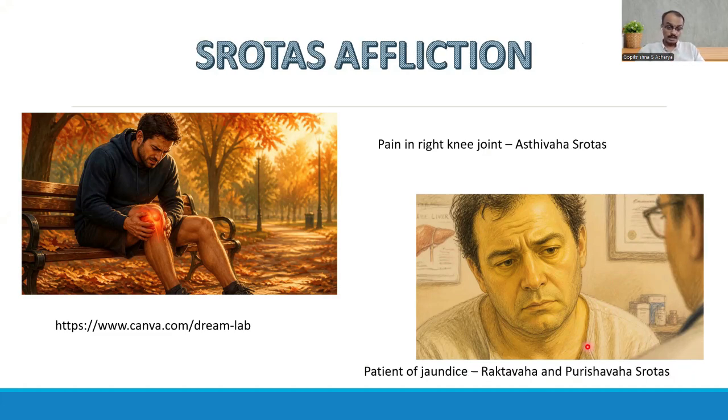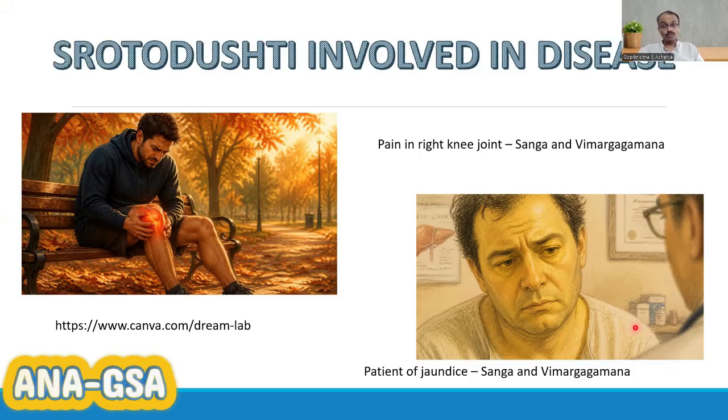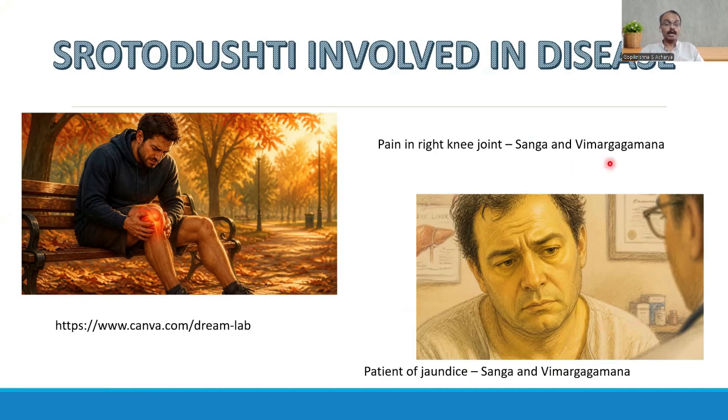Regarding the Srotas affliction, the same example, pain in the right knee joint. Here, Asthivaha Srotas affliction and later Majjavaha Srotas affliction can be predicted. In the second example, Raktavaha Srotas affliction and Purishavaha Srotas affliction can be predicted. Regarding Srotodushti involved in the disease manifestation, in the first example, Sanga and Vimarga Gamana we are going to suspect. Whereas in the second example, the patient of jaundice, Sanga and Vimarga Gamana we are going to think about.